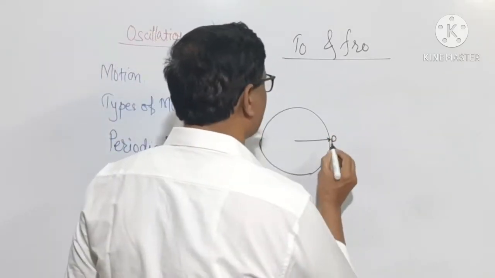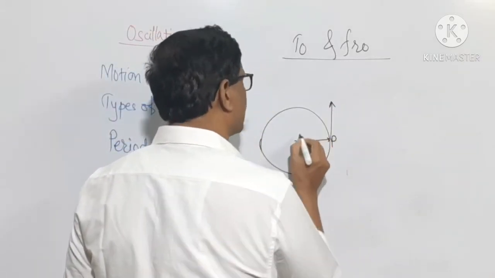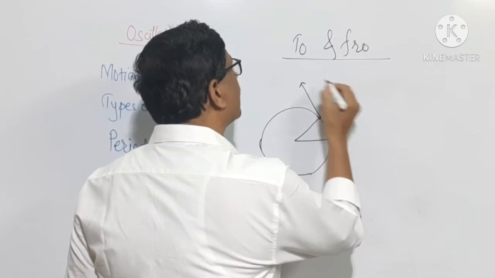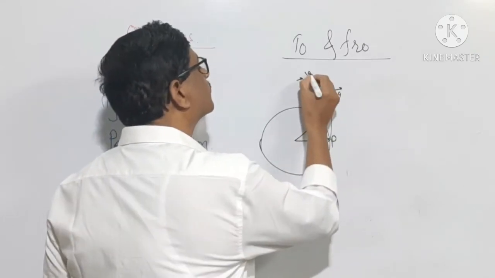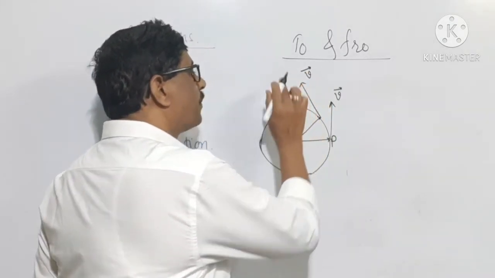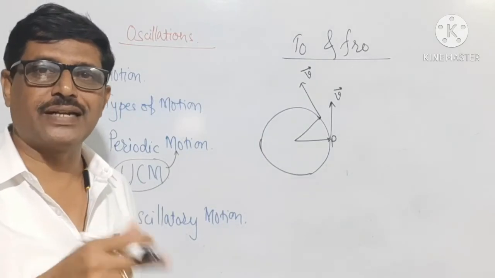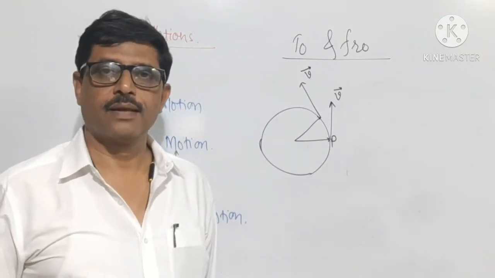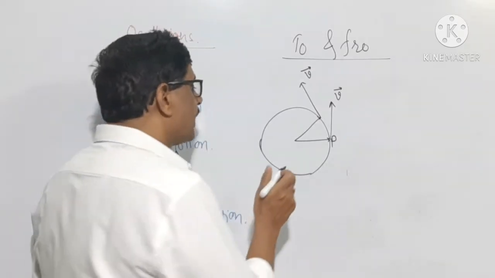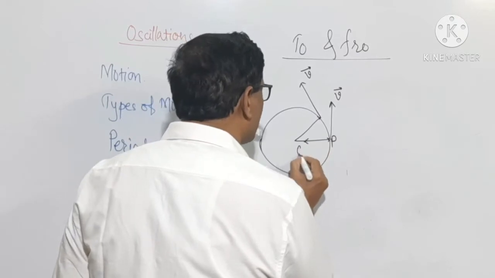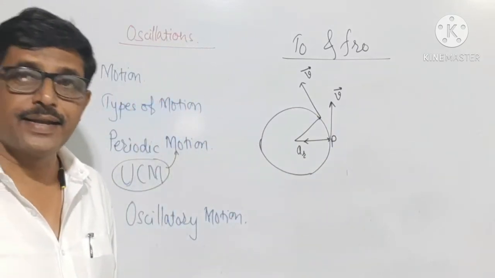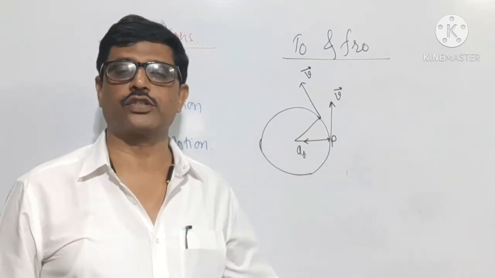In this periodic motion, the velocity of the particle at every instant of time is along the tangent. Therefore, it has constant magnitude, but the direction of velocity is changing continuously. Because of the change in the direction of velocity in uniform circular motion, it has acceleration, and we proved that this acceleration is along the radius and hence is called radial acceleration or centripetal acceleration.